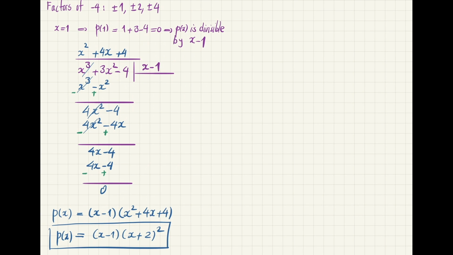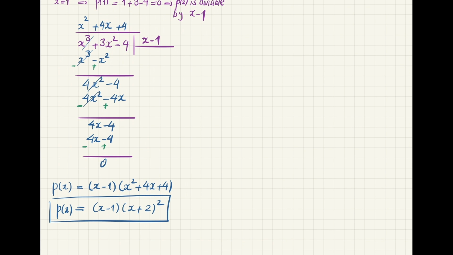Of course, for this problem it was not that hard to guess, but in principle it is not that easy to guess. So what I'm trying to say is that if you want, you can now do it in this way. Yes, so what can you do? Instead of 3x squared, which is this one, you can write minus x squared plus 4x squared. Yes, so it becomes x cubed minus x squared plus 4x squared minus 4.